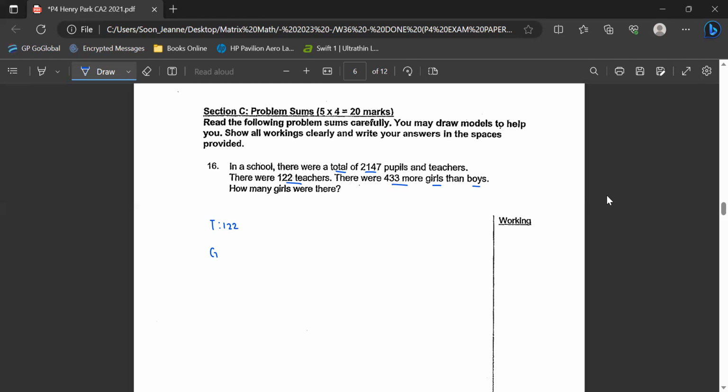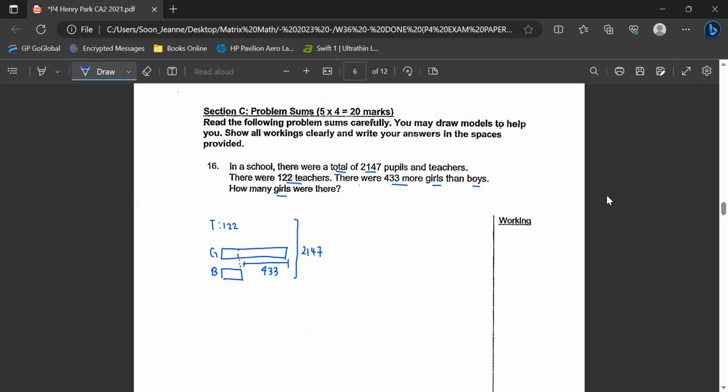So when I draw my model, of course, we need to know that the model for girls will actually be longer than the model that we draw for the boys, with a difference of 433. So here to here, 433. Remember that the total given is actually 2147. So we're going to write this down. The question is asking me for how many girls were there.